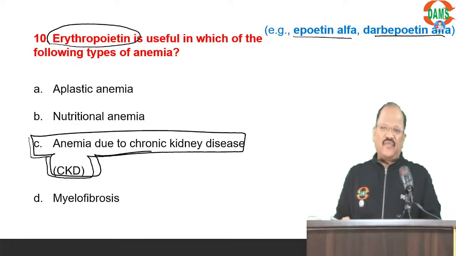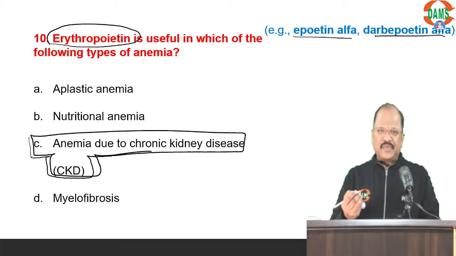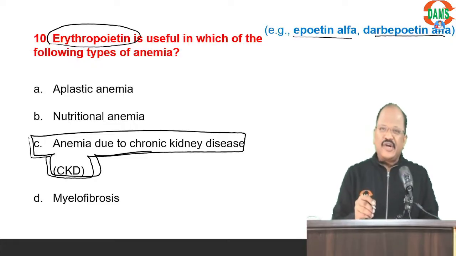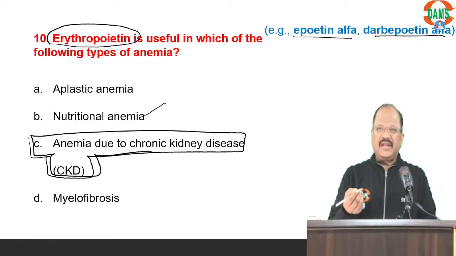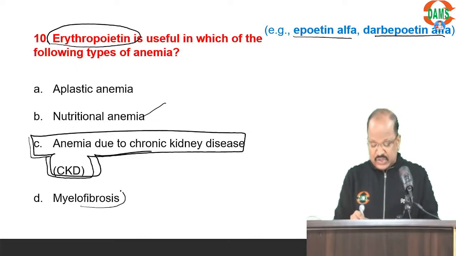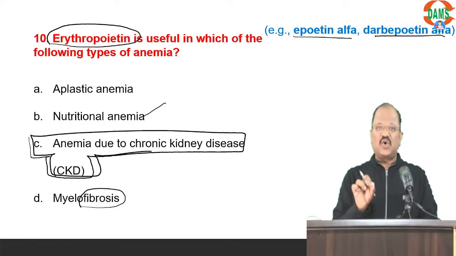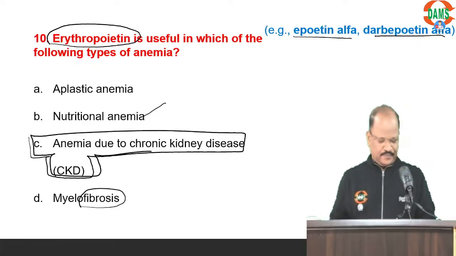For aplastic anemia, we go for bone marrow transplantation. Not this one. For neutropenia, we go for iron, folic acid, B12. Not this one. Myelofibrosis: here there's fibrosis, so there's no chance of red cell production by using erythropoietin. So, single answer, go for option C.